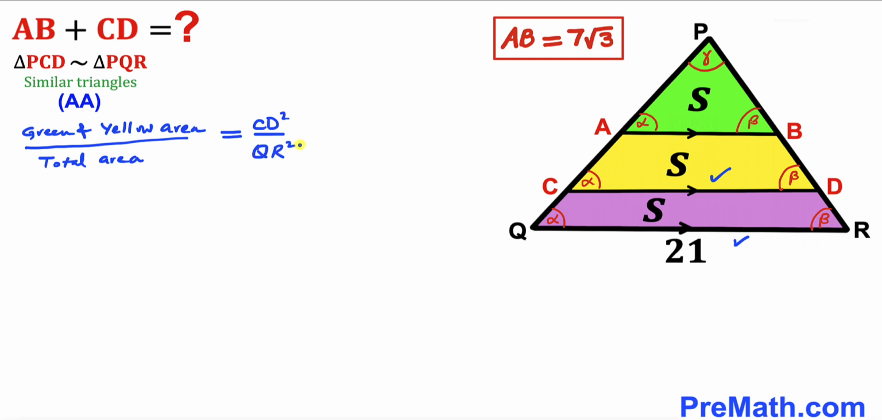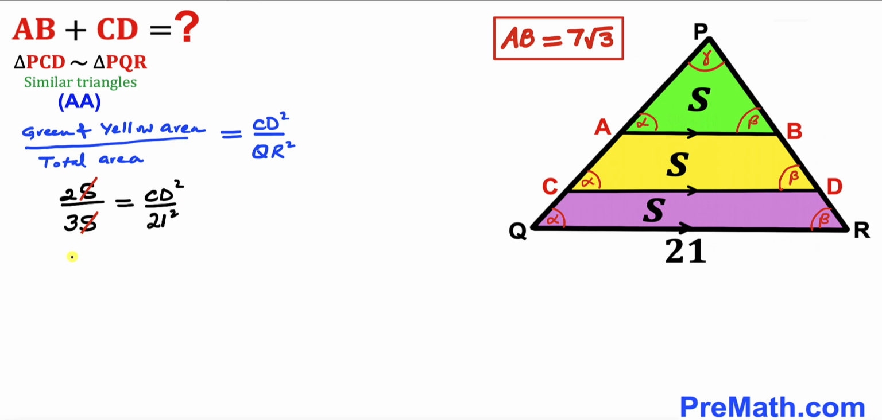QR whole squared. Now we can see in the numerator this green and yellow area combined is going to be S plus S, which makes 2 times S. So therefore I can write down 2 times S divided by the total area of this triangle PQR, which is S plus S plus S, giving us 3 times S, is going to be equal to CD squared divided by our QR segment length, 21, whole squared. And now we can see this S cancels out with this S.